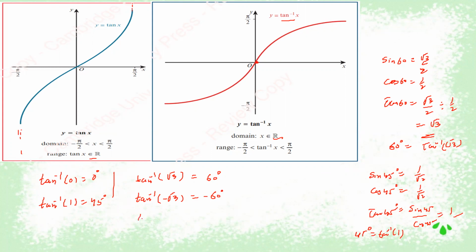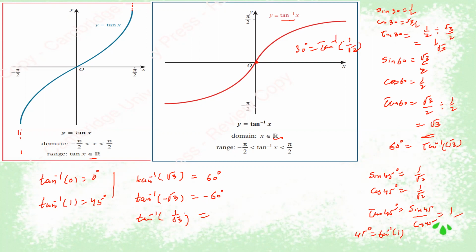If you want to write one more answer, let's suppose tan inverse 1 over square root of 3. So this is the same as if you write sine 30, which is 1 over 2, and cos 30 is square root of 3 over 2. So tan 30 is 1 over 2 divided by square root of 3 over 2. We will change it to the reciprocal. So the last answer is 1 over square root of 3. That means 30 degrees represents tan inverse 1 over square root of 3. So tan inverse 1 over square root of 3 gives us 30 degrees.